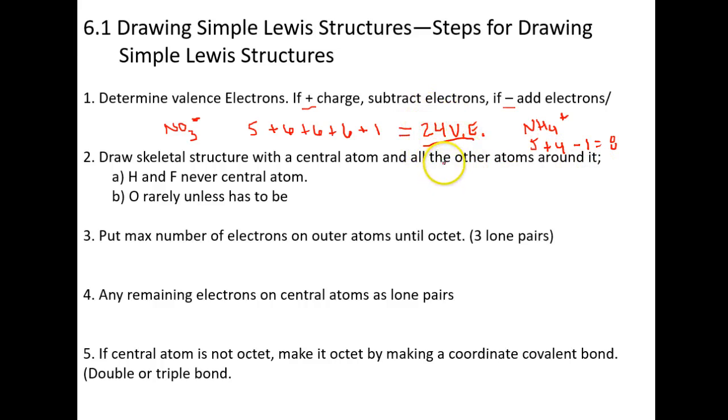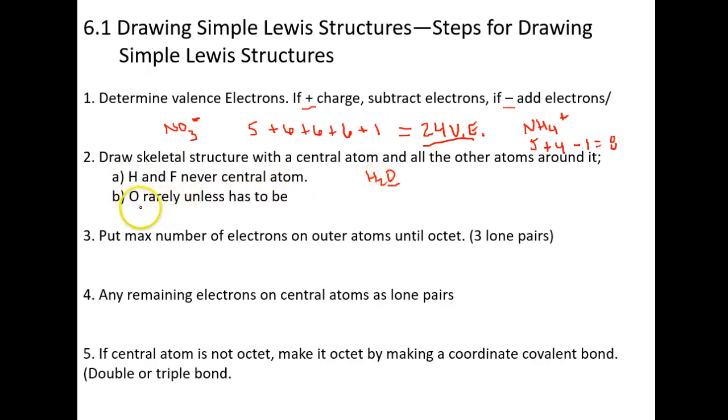All right, like I said, I will show you how to do all this with an example once we go through the rules. The next rule is to draw a skeletal structure for a central atom and all other atoms around it. All right. Here are some guidelines. Hydrogen and fluorine are never the central atom. So if you have H2O, obviously oxygen has to be the central atom because hydrogen will never be the central atom. Okay.